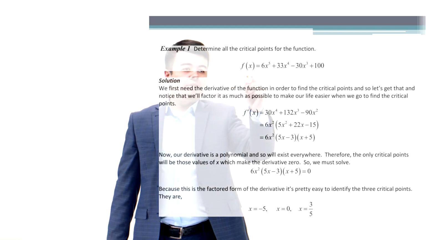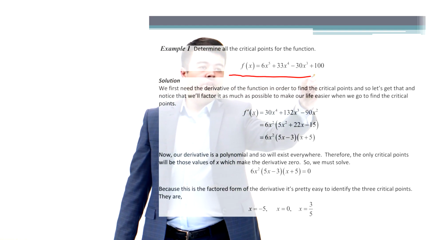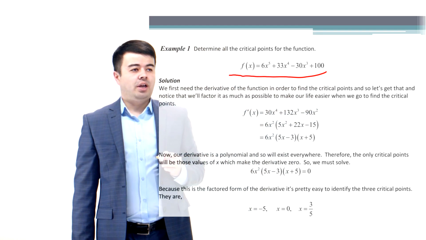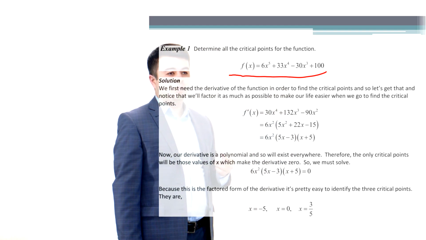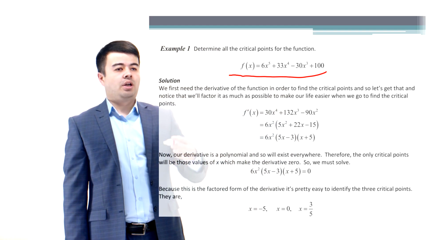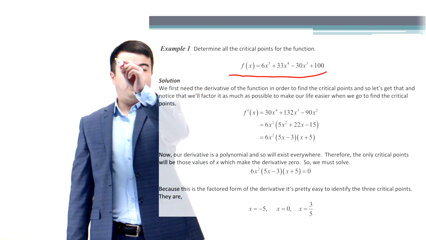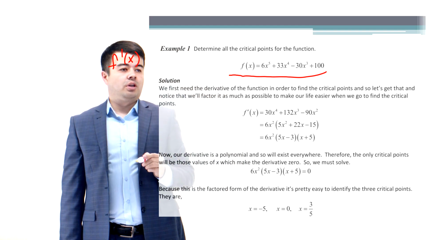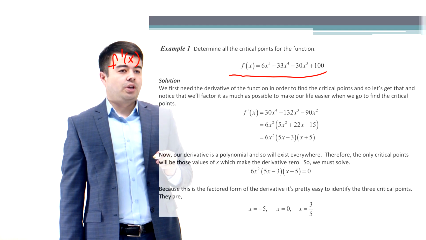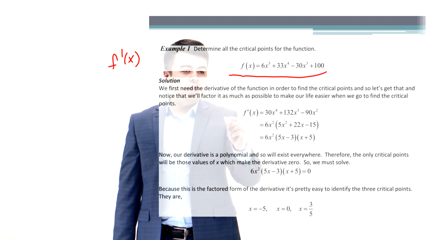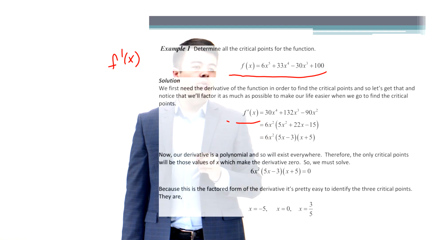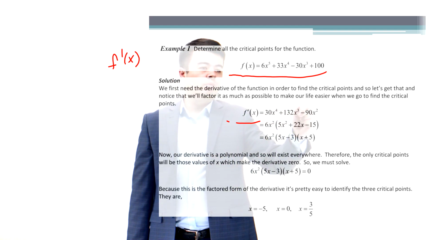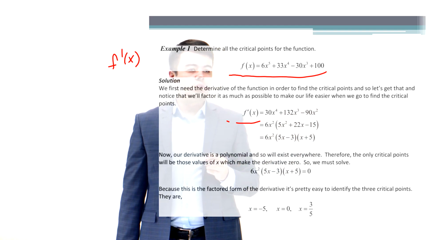So here we have a function f of x. It's a given function, and we need to find its critical points. And what should we do? Of course, firstly, we need to find f prime. So f prime of x here, what is it? Here you can see the solution. f prime of x is equal to 30x to the fourth plus 132x cubed minus 90x squared.